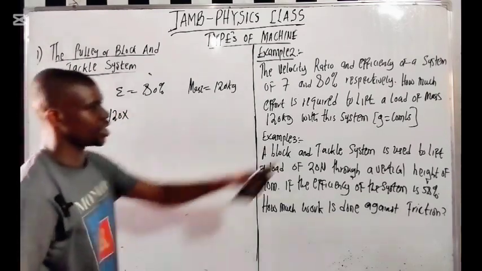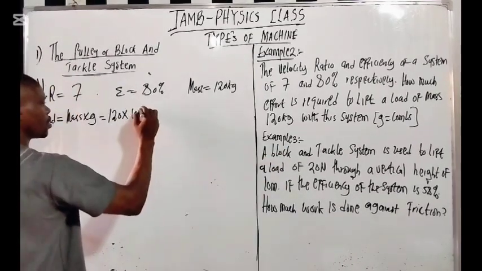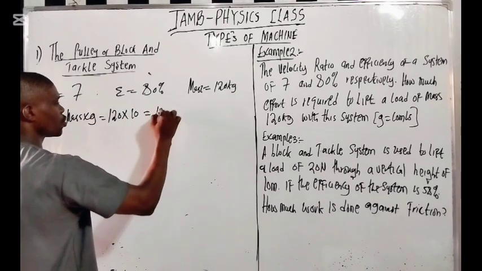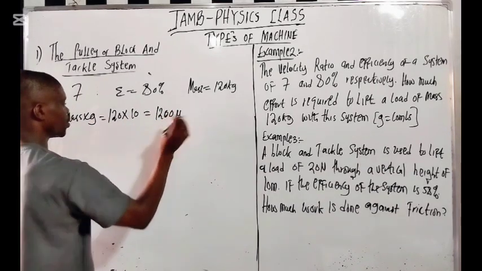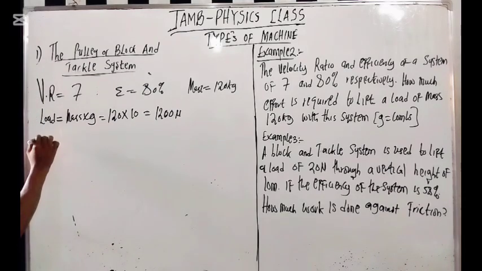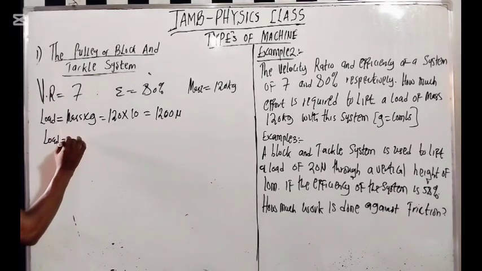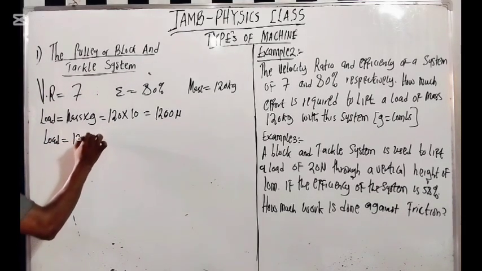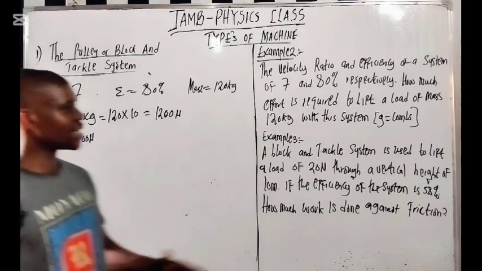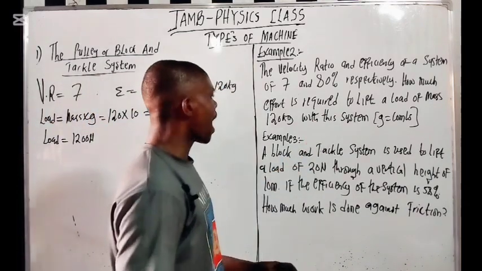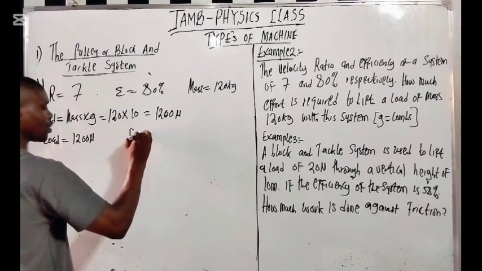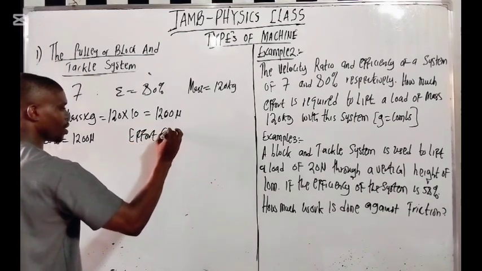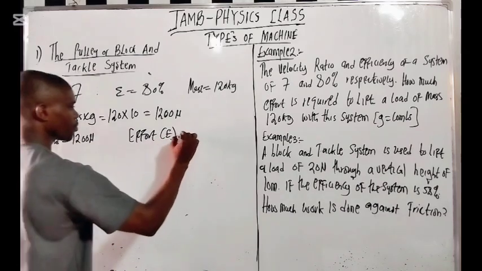120 times my g, which is 10, is going to be 1200 Newton. So my load here is 1200 Newton. Now, they say we should calculate how much effort. So they ask you to calculate the effort, which is E.